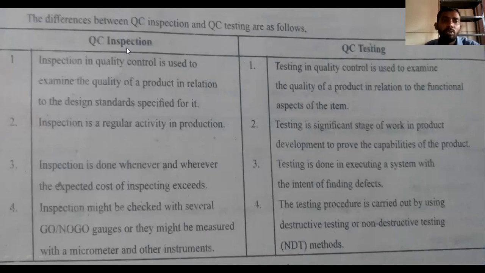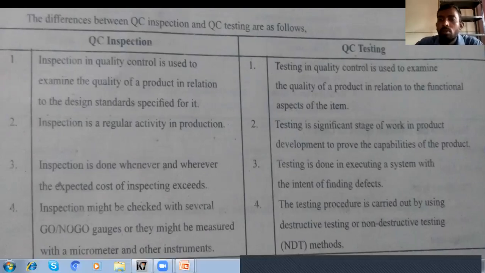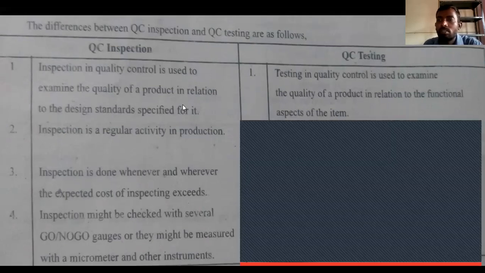Here we look at the definition of inspection and the definition of testing individually. Inspection in quality control is used to examine the quality of the product in relation to the design standards specified for it. Based on the standards, when we want to manufacture any product, we have to follow some standards. The product is manufactured based on the standards.